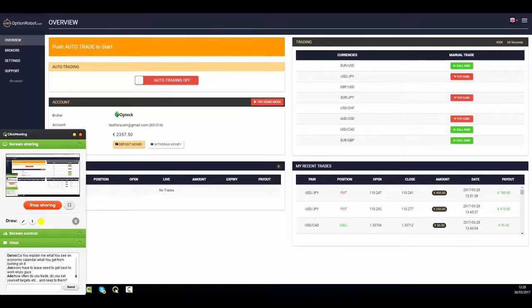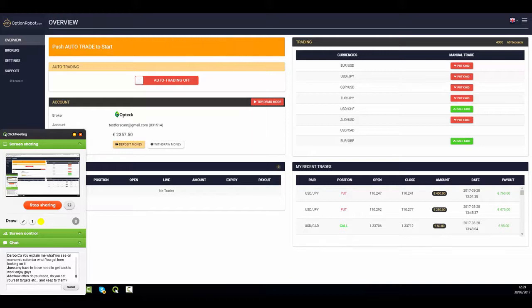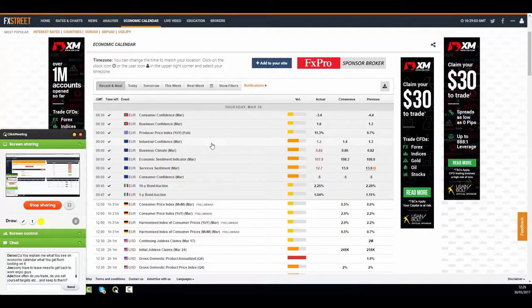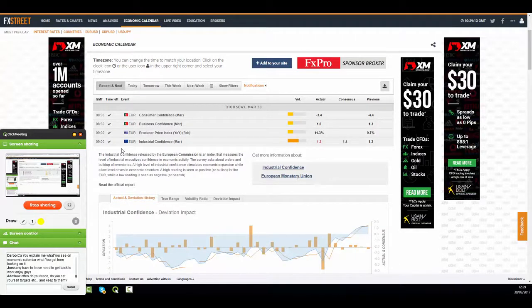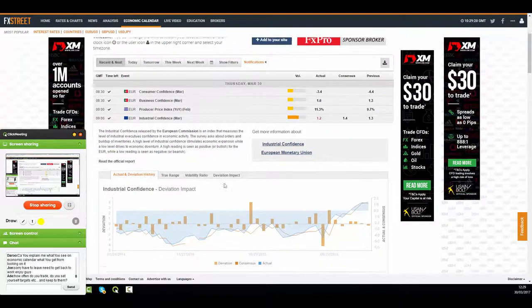Let's have a look at the next question. Can you explain to me what you see on the economic calendar and what you get from looking at it? To be 100% honest, I don't go through the specific paragraph of text on everything that comes up, like the industrial conference, and identify what it means. What I tend to do is literally just look at what it is. So for the industrial conference, go right to the end: a high reading is seen as positive for the euro, while a low reading is seen as negative.